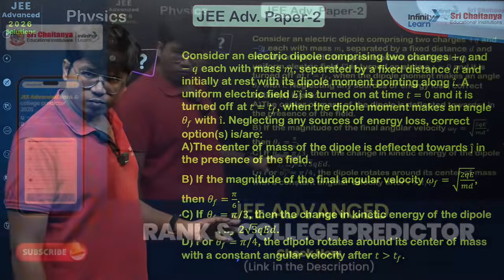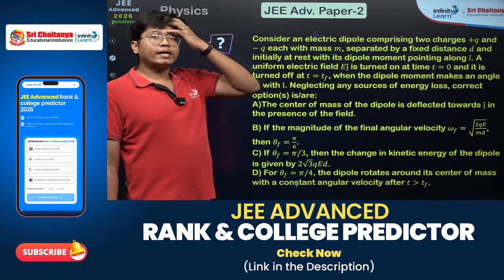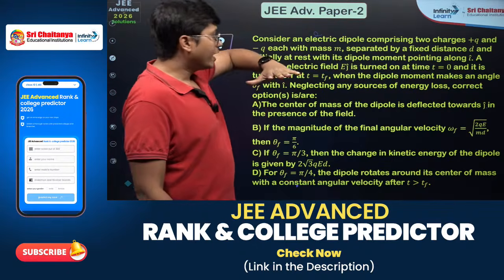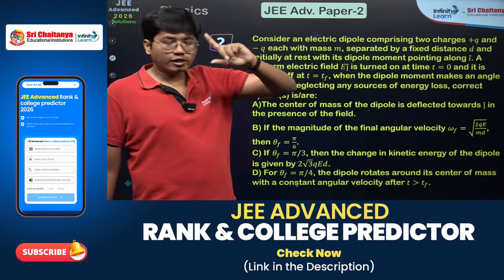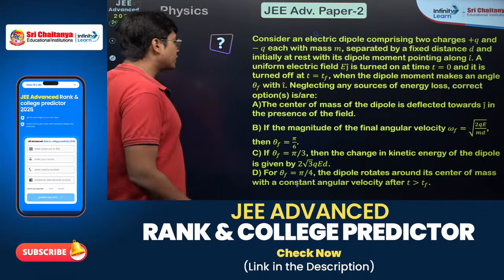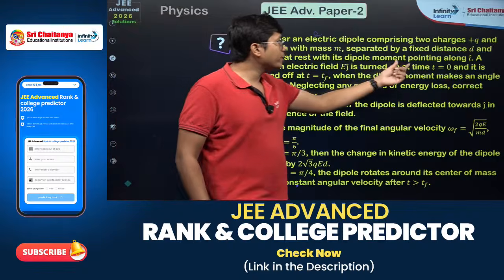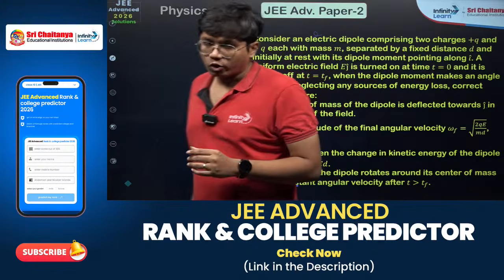Correct options are what? So over here, basically you have a dipole placed in an electric field, so it will experience a torque. And because of that torque, it eventually builds up its kinetic energy. But it's going to be rotational kinetic energy. So first and foremost, center of mass is deflected towards the j cap. No, this is an incorrect option. Why? Because it's a uniform electric field in which the dipole is kept. It feels no force. It will only feel a torque.